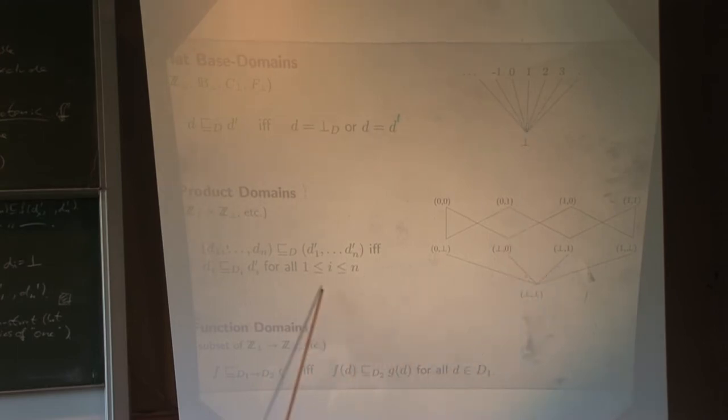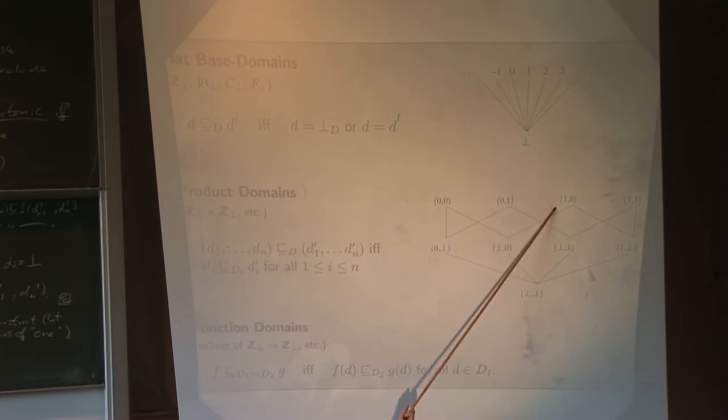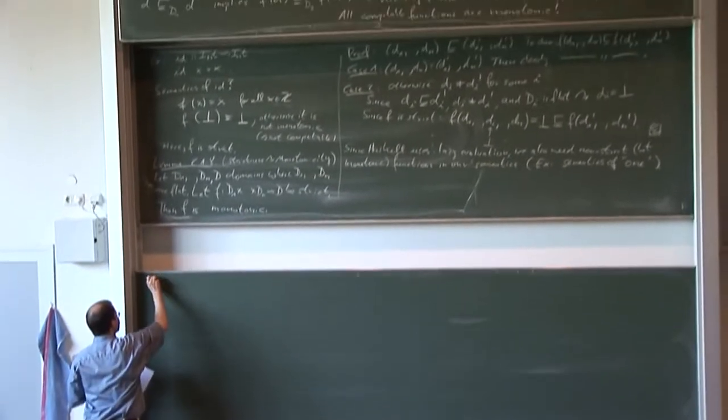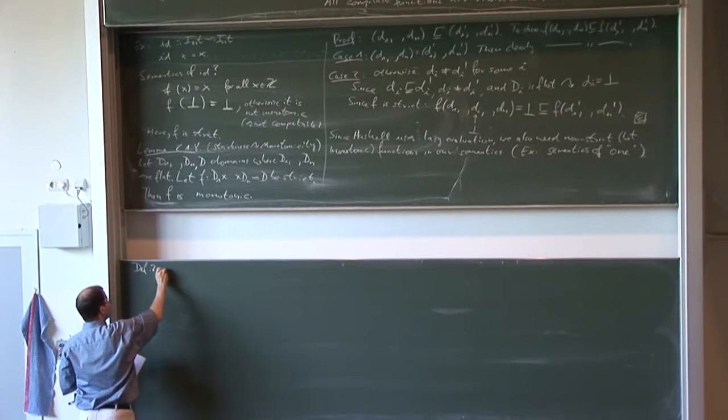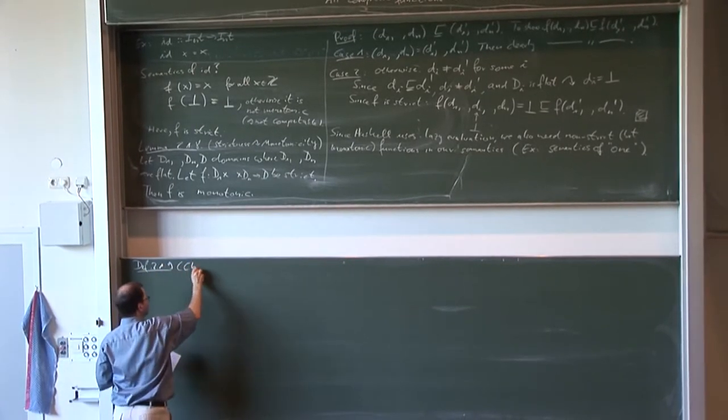And in these product domains, you can have chains which are a bit longer. For example, bottom, bottom, then bottom, 0, and then 1, 0. So this is a chain of length 3. Elements got more and more defined, but then again, you stop. Now in these function domains, it's more interesting because here you can have infinite chains. I had an example for this already in the last lecture, and I will give you another one in a minute. But let's first define this formally. So this is the definition 219. Now we define what a chain is.